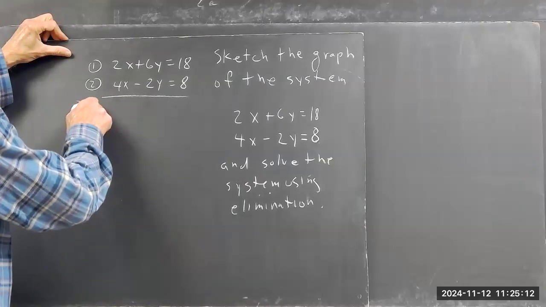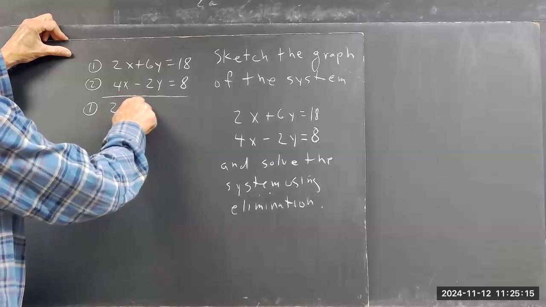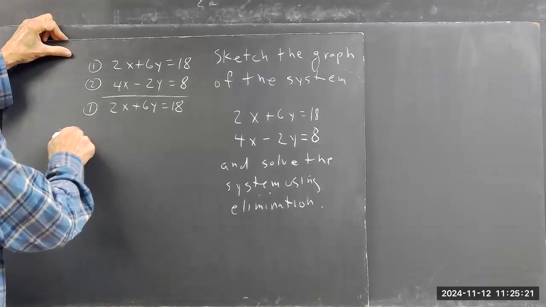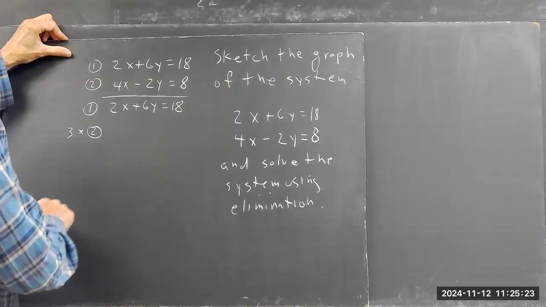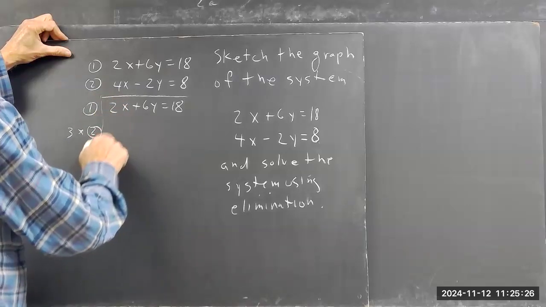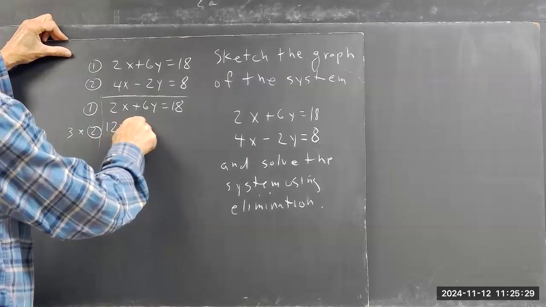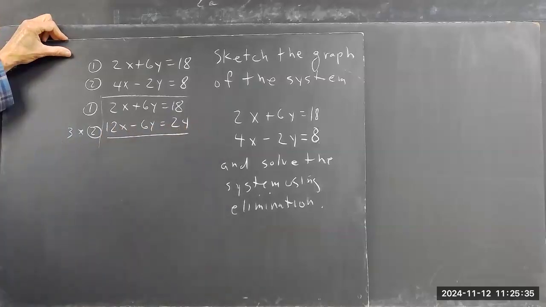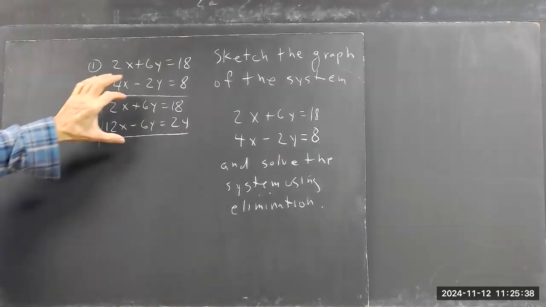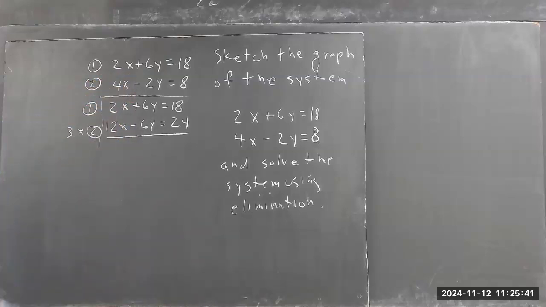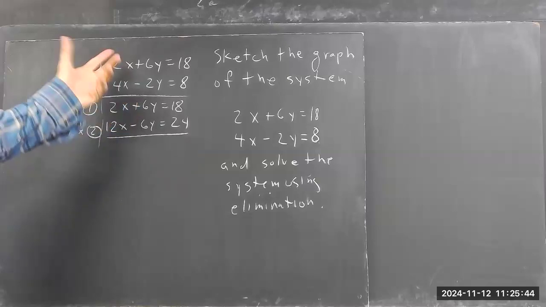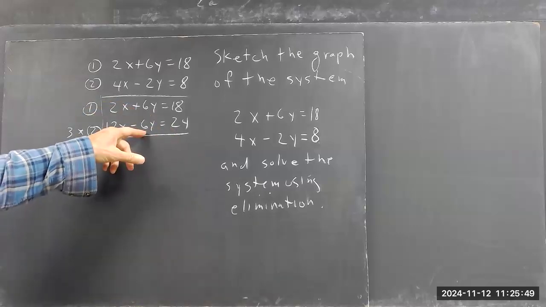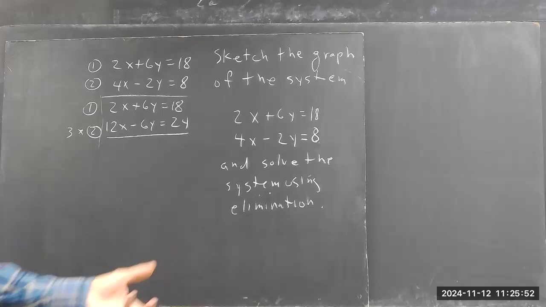So I'm going to choose to write equation 1, and then I'm going to do 3 times equation 2, which will give me 12x minus 6y equals 24. Now, these equations match up in the sense that the -6y and the 6y add up to 0. So if I add these two equations, I'm going to eliminate y.